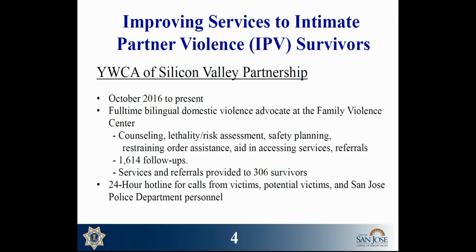The next line shows the services and referrals provided to those. It was 306 survivors this year. That was up from the prior year from 201. So a dramatic increase there. We're quite proud of the work that she's doing there. She's doing a great job. And in addition, of course, we have our 24-hour hotline that is always available to survivors related to this type of thing.